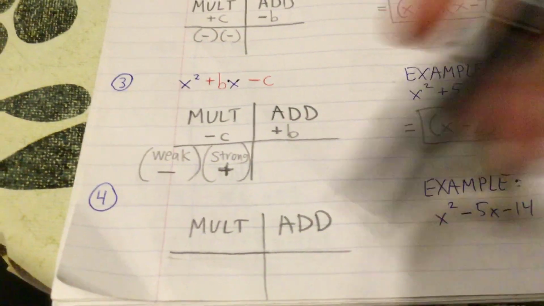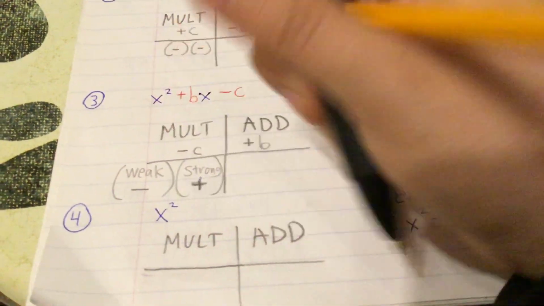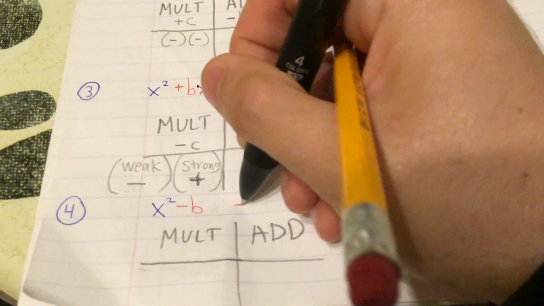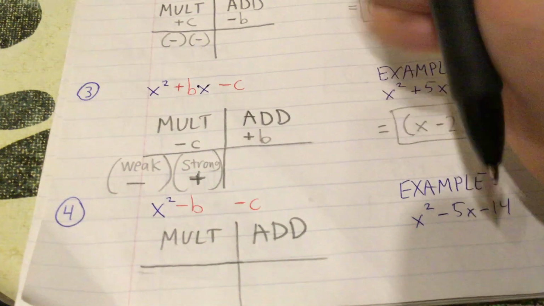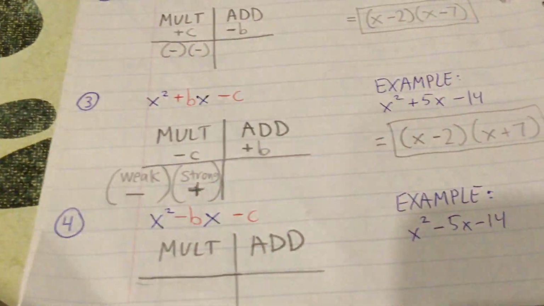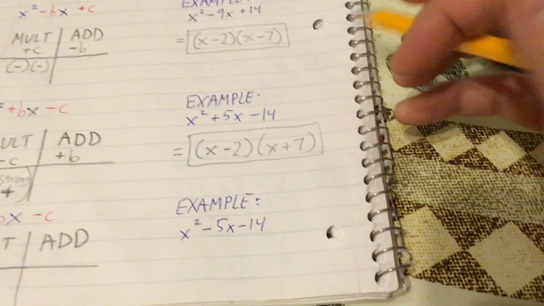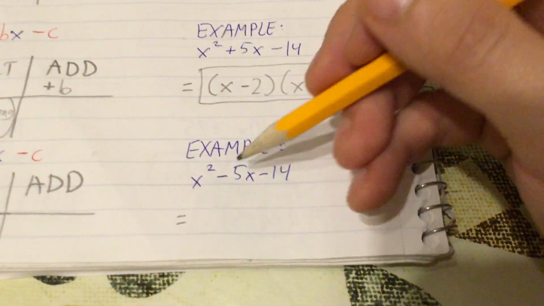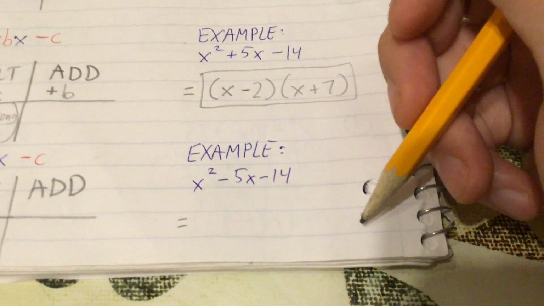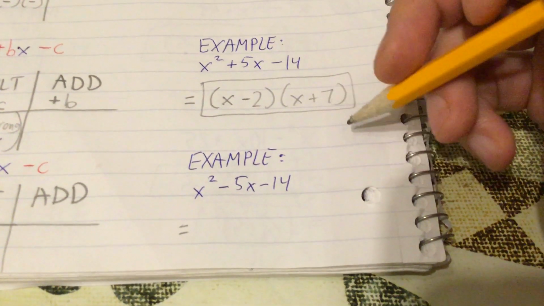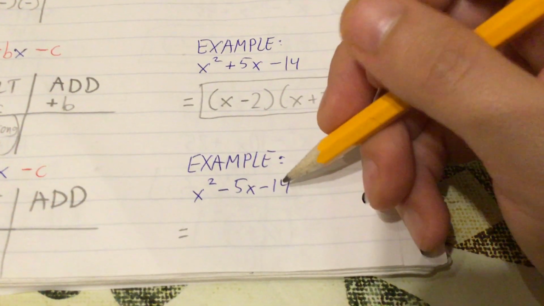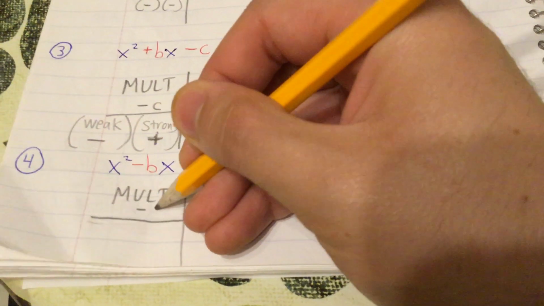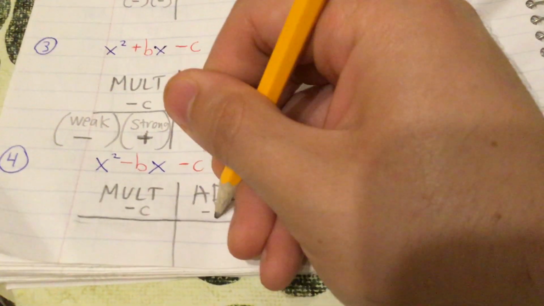I'm going to get in this case, x squared minus bx minus c. So before I go into that general case, the same two digits, what two numbers multiply to negative 14 and add to negative 5? Well, spoiler alert, it's going to be some combination of 2 and 7. Remember that it has to be two numbers that multiply to a negative c and add to a negative b.